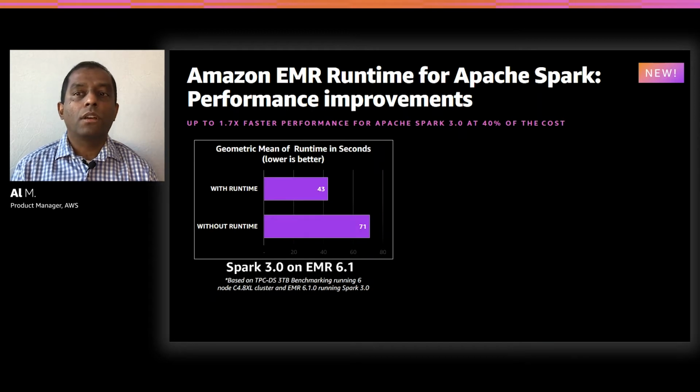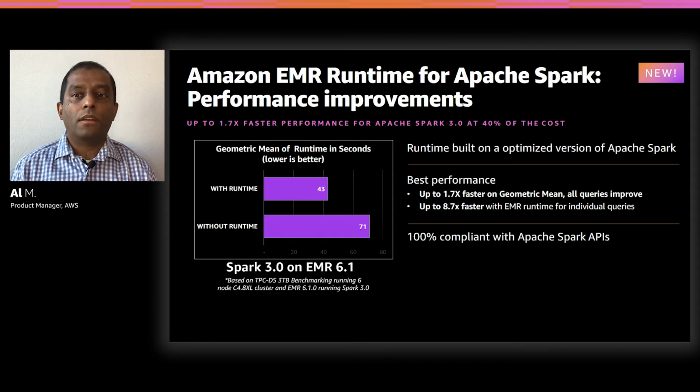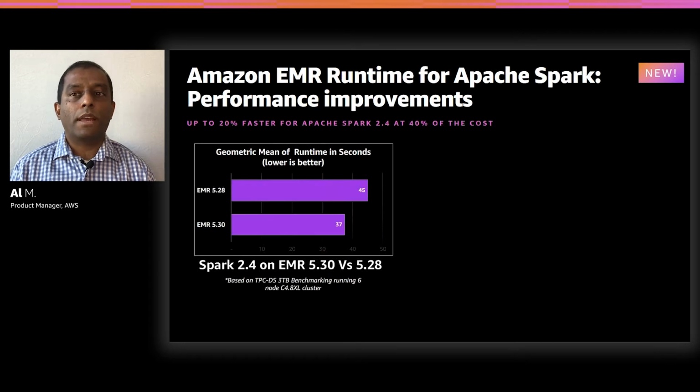Benchmarking results show that EMR runtime provides query performance of up to 1.7x faster when compared to running without the EMR runtime based on geometric mean. All queries improved. EMR 6.1 is 100% API compliant with open source Apache Spark API. We discussed Spark 3.x, now let's focus on Spark 2.4.